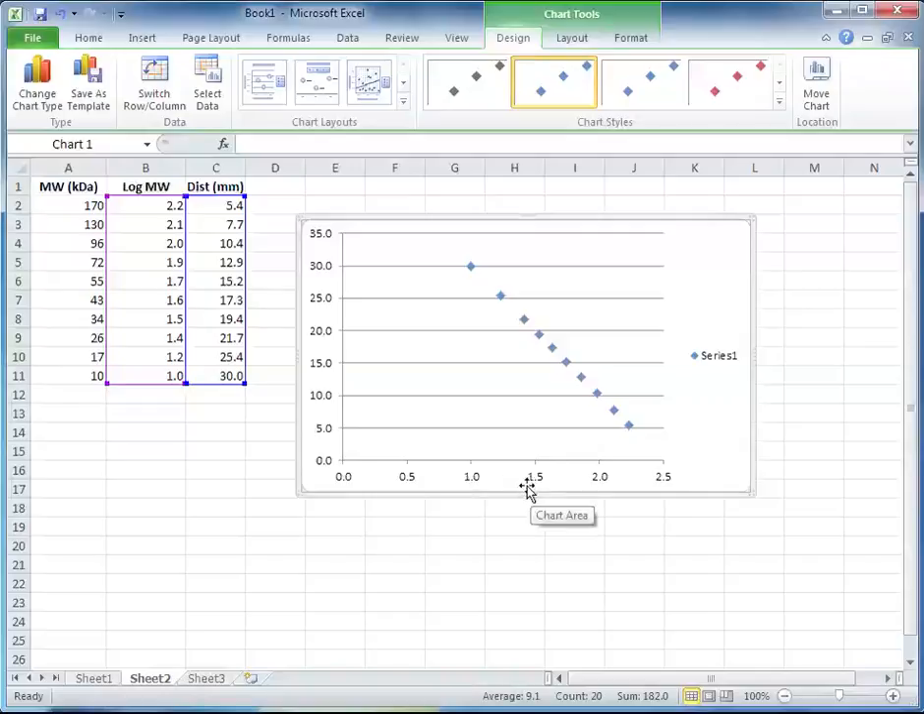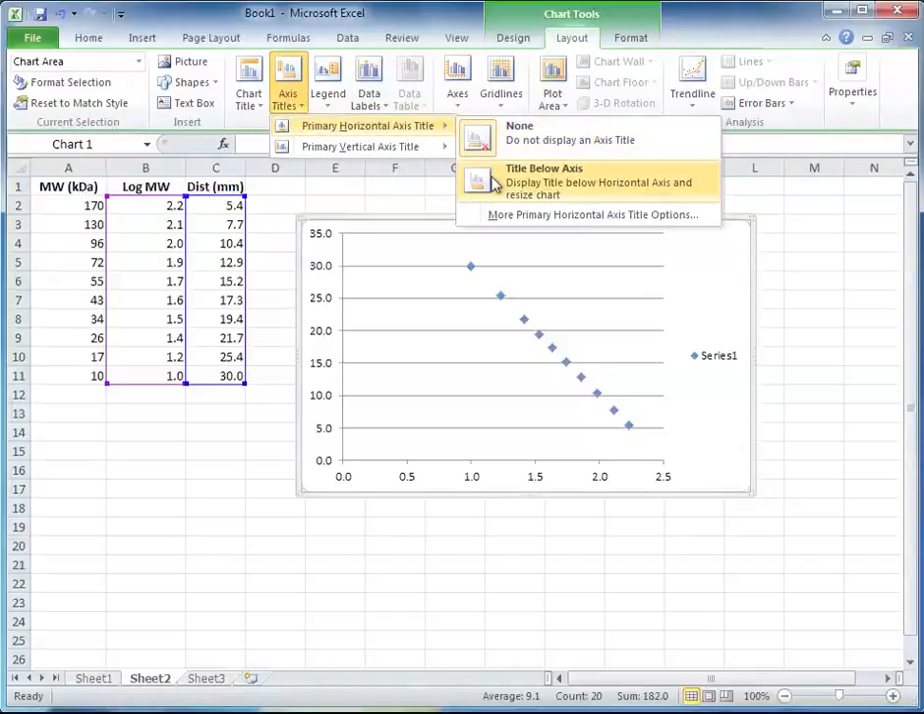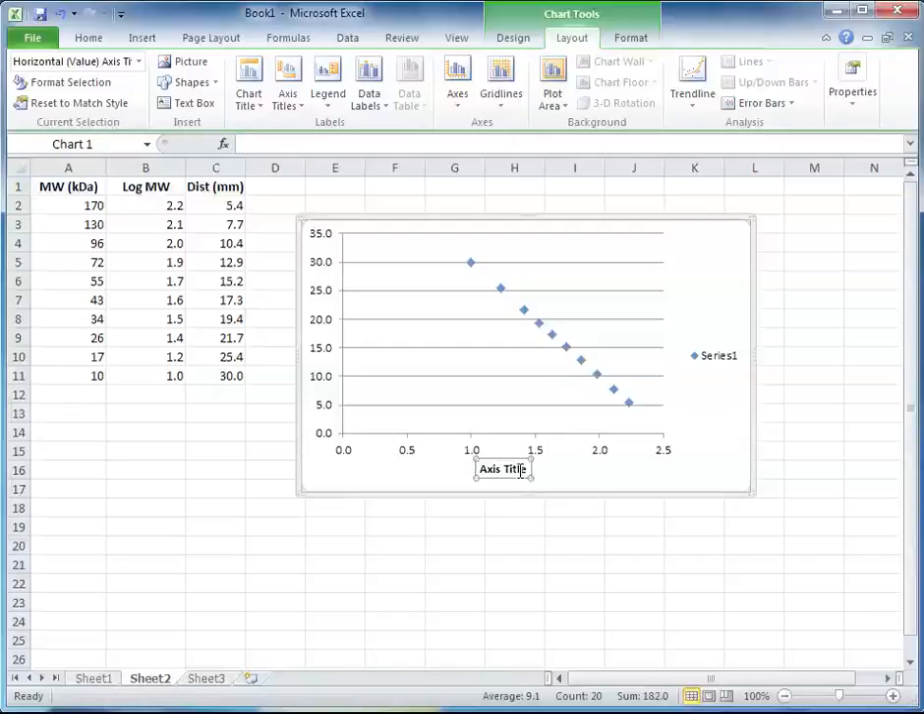Well, we need to put labels on this. And so what we should then do is go to Layout, and under Layout we can put a chart title, we can put axis titles. I would go ahead and put your primary horizontal axis title down here, and always what you want to do is put not only what it is, but the units of it if there are units. So here would be log of the molecular weight, and then in parentheses we'll put kilodaltons, so we know that those are the units.